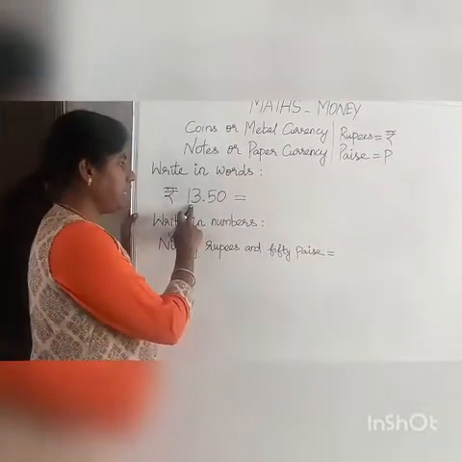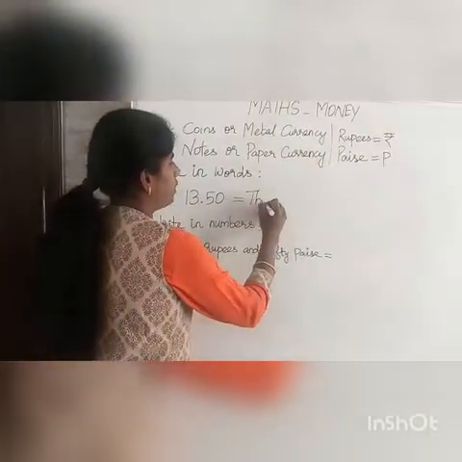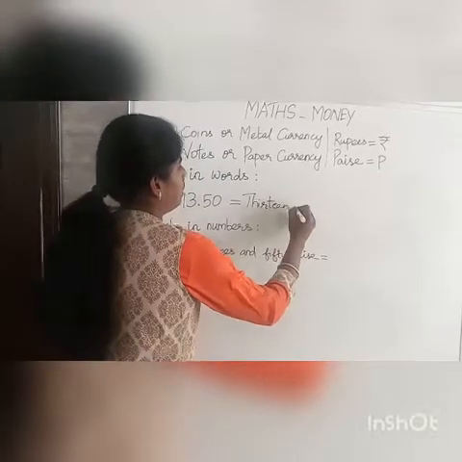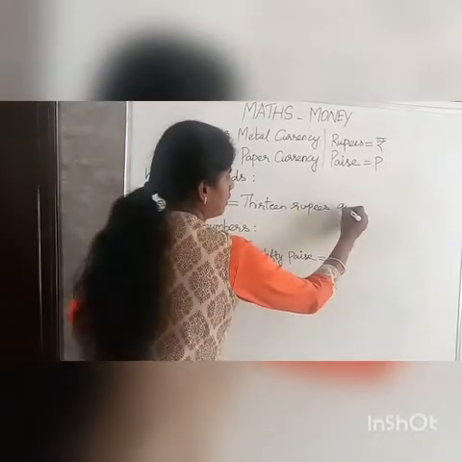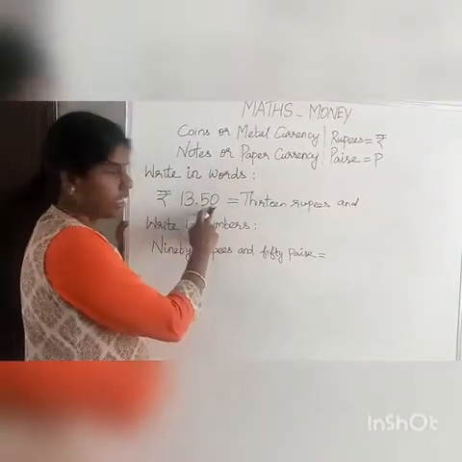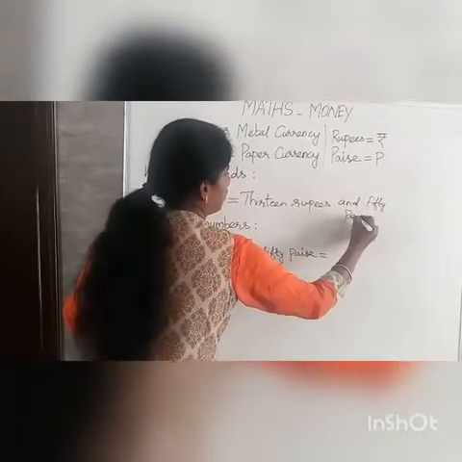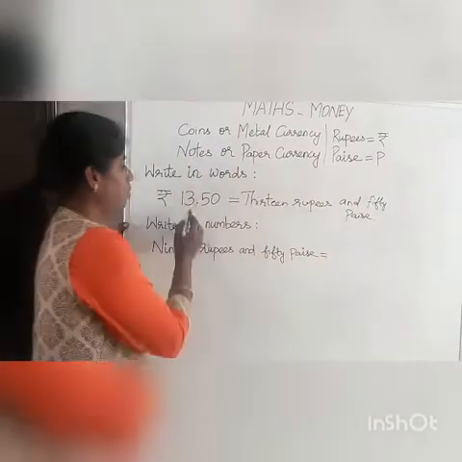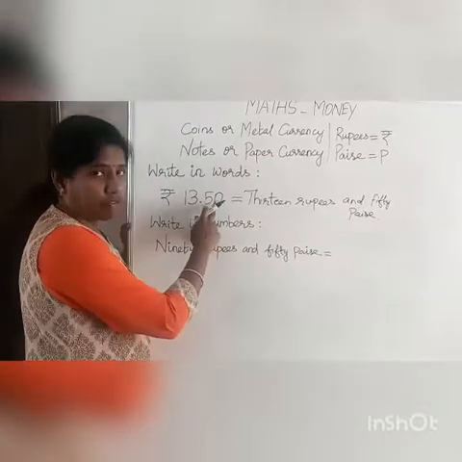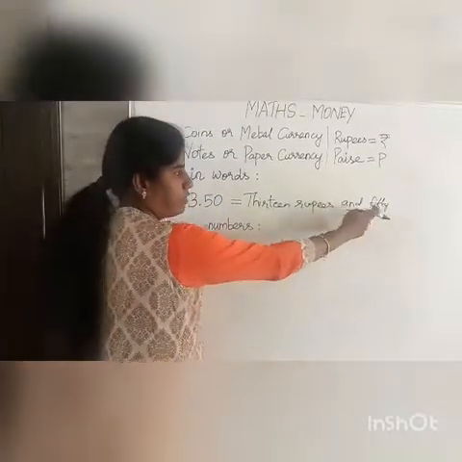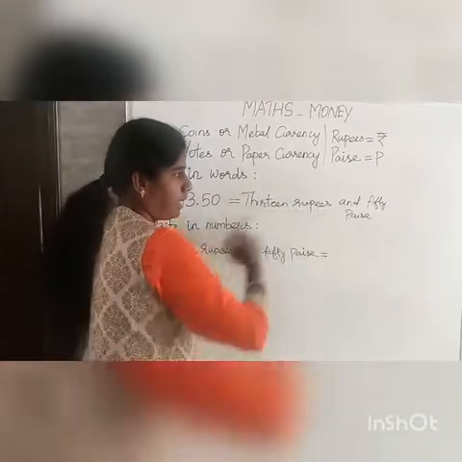So this is 13.50. So first we need to write 13 rupees and whatever paise is there we need to write that, 50 paise. So the number before the dot is the rupee and the number after the dot is for paise. So 13 rupees and 50 paise. We need to learn the spelling for rupees and paise.